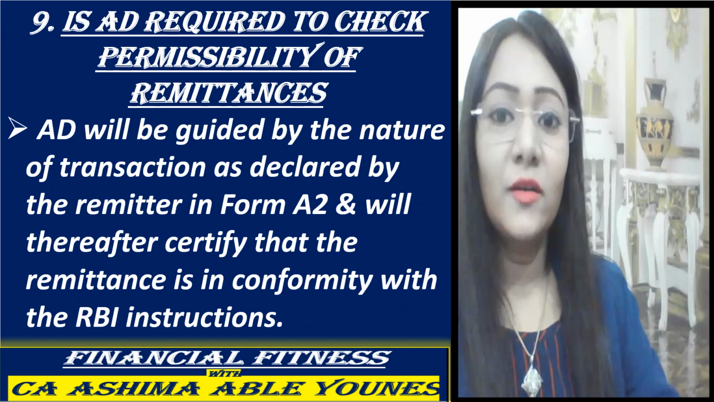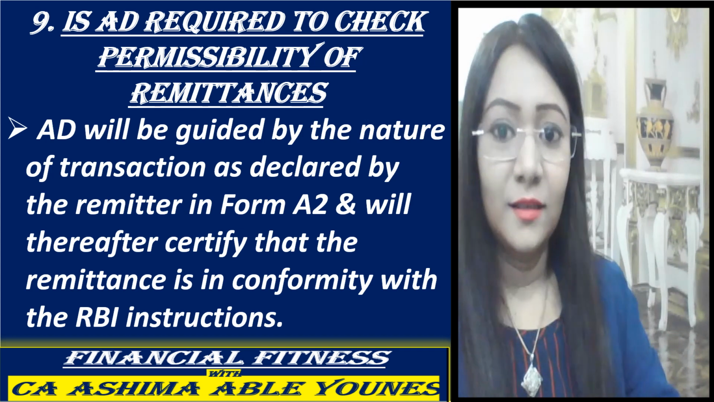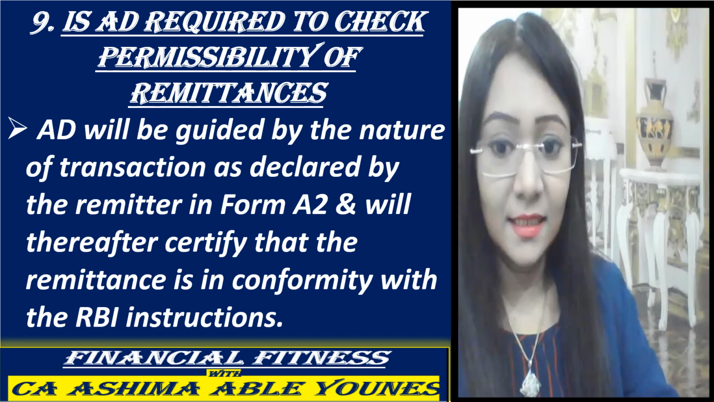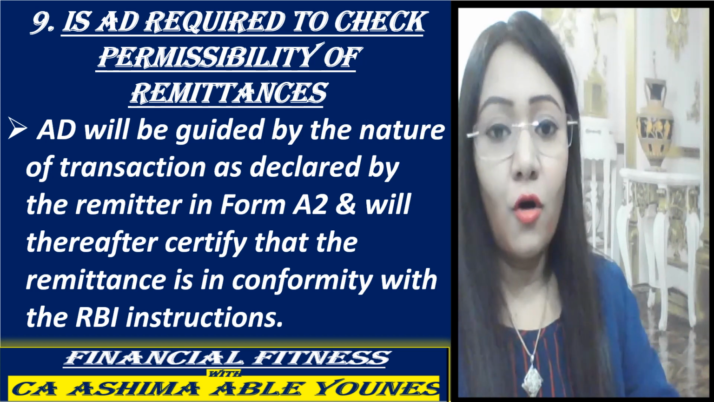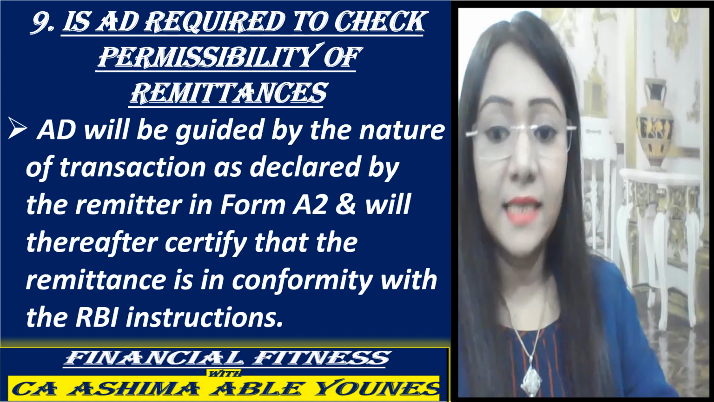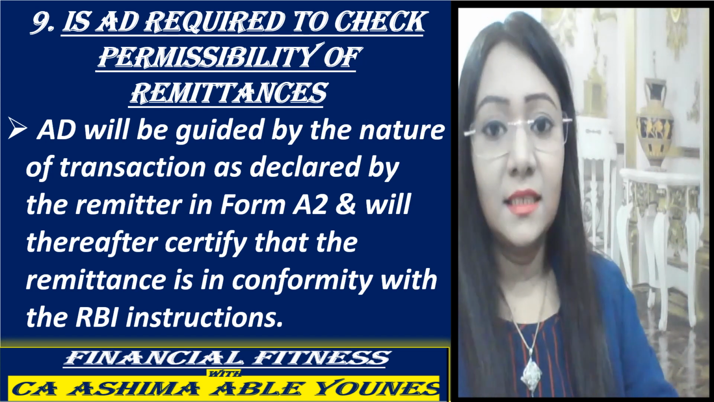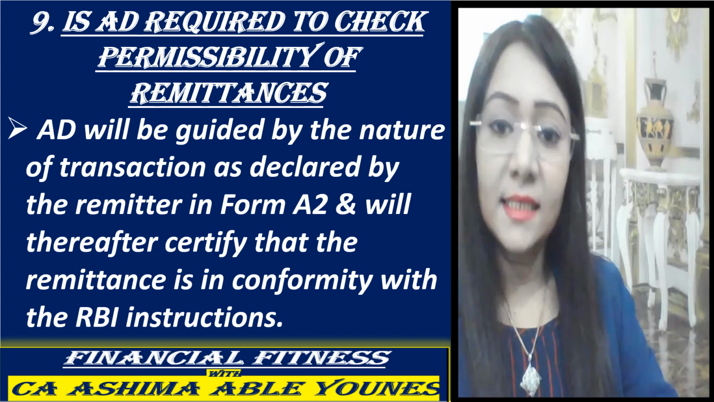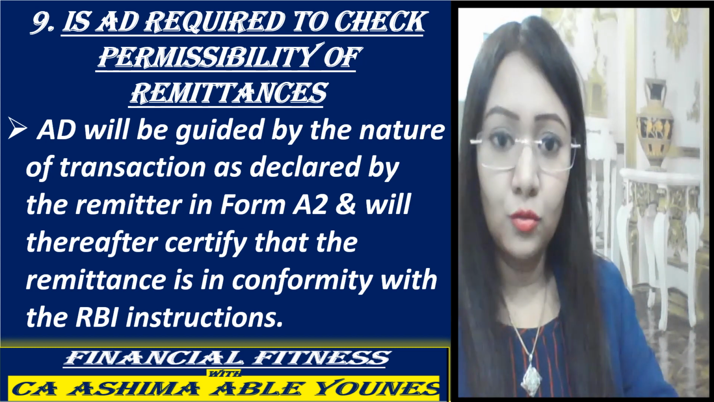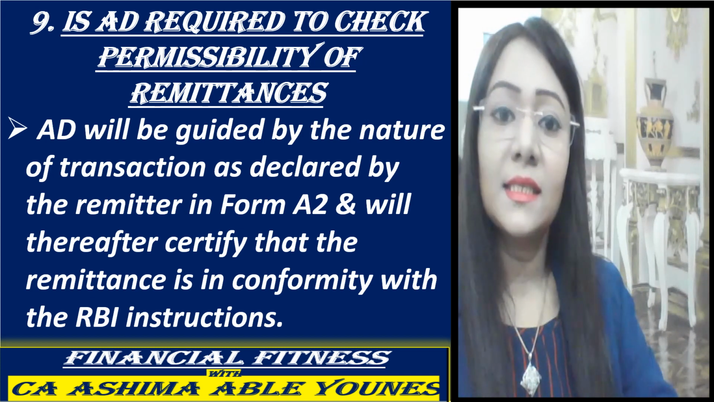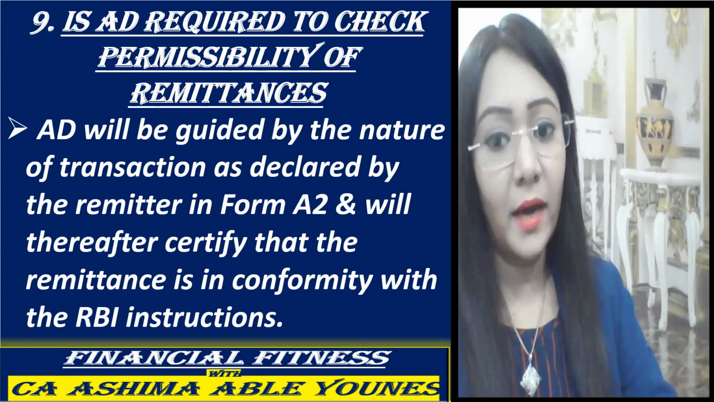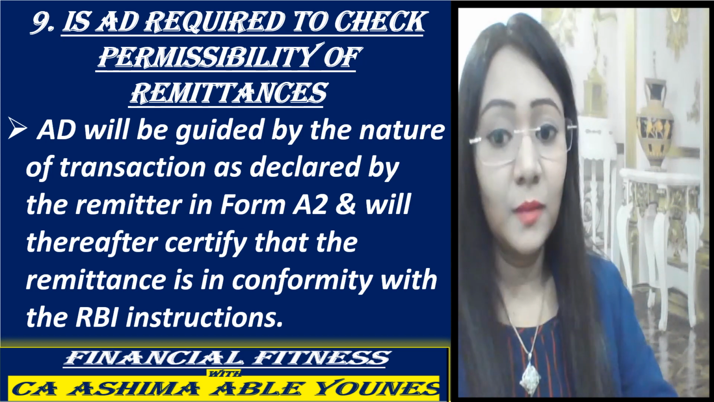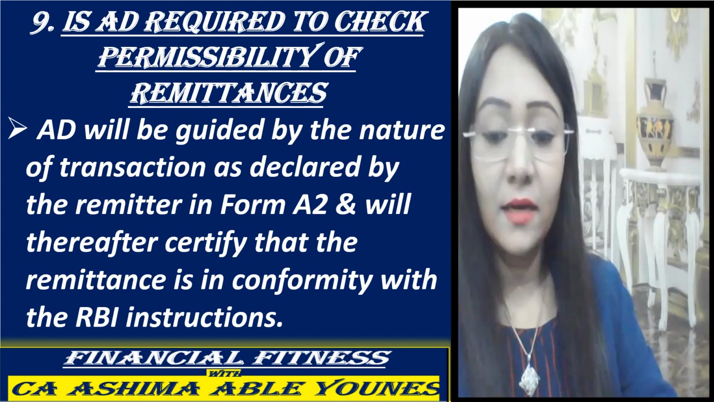Now let's understand what are the requirements to be complied with by the remitter. The question that might come to mind is whether the AD is required to check permissibility of remittances based on the nature of transaction or allow the same based on the remitter's declaration. The answer is that the AD, the authorized dealer bank, will be guided by the nature of transaction as declared by the remitter in Form A2 and will thereafter certify that the remittance is in conformity with the instructions issued by the RBI. However, the ultimate responsibility is of the remitter to ensure compliance to the extant FEMA rules and regulations.